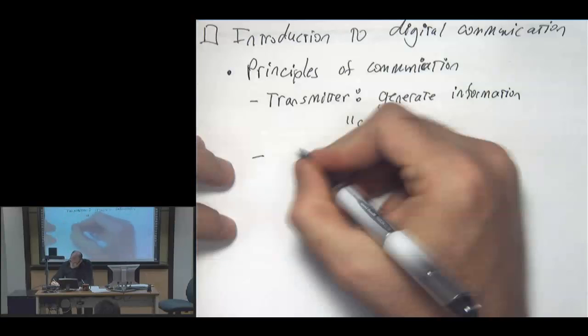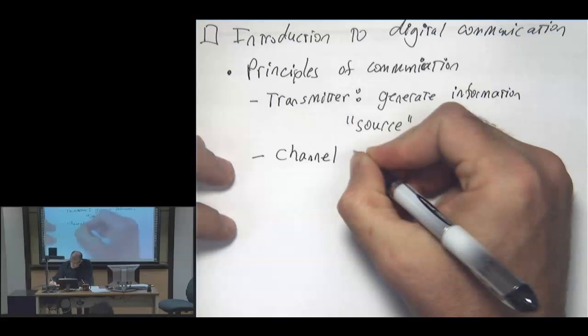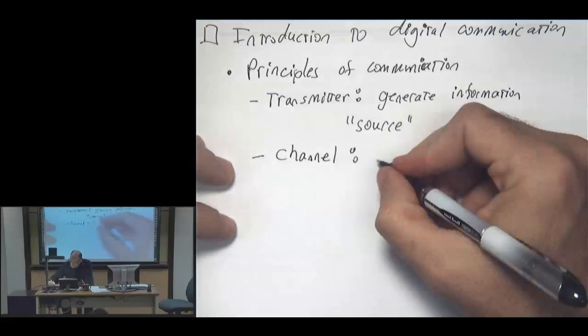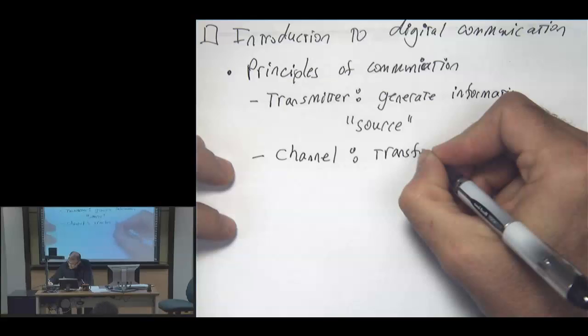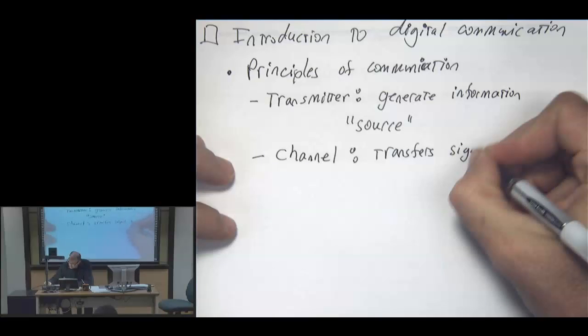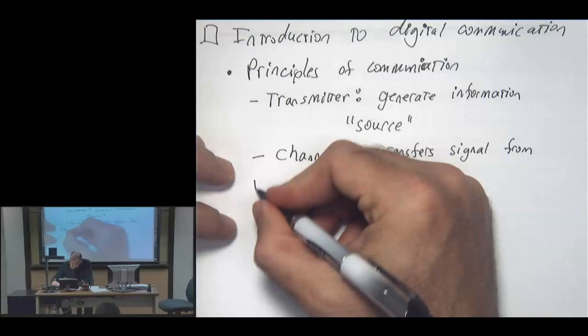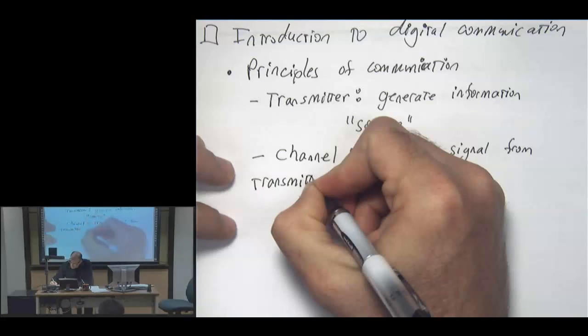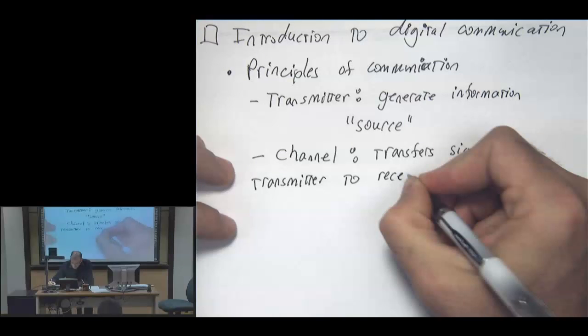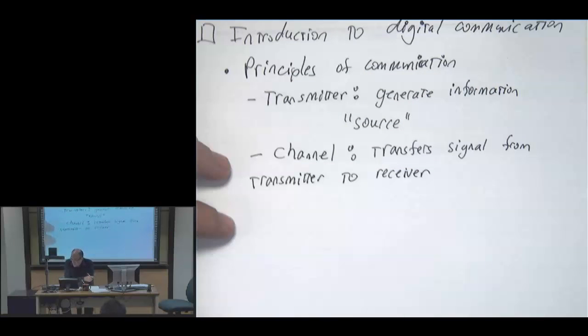The second abstraction that is important is the channel. And so the channel transfers a signal from essentially the source or transmitter to the receiver. So you can think about linear systems terminology. We might call the channel a transfer function. So it's essentially our abstraction for what's happening between the transmitter and the receiver.